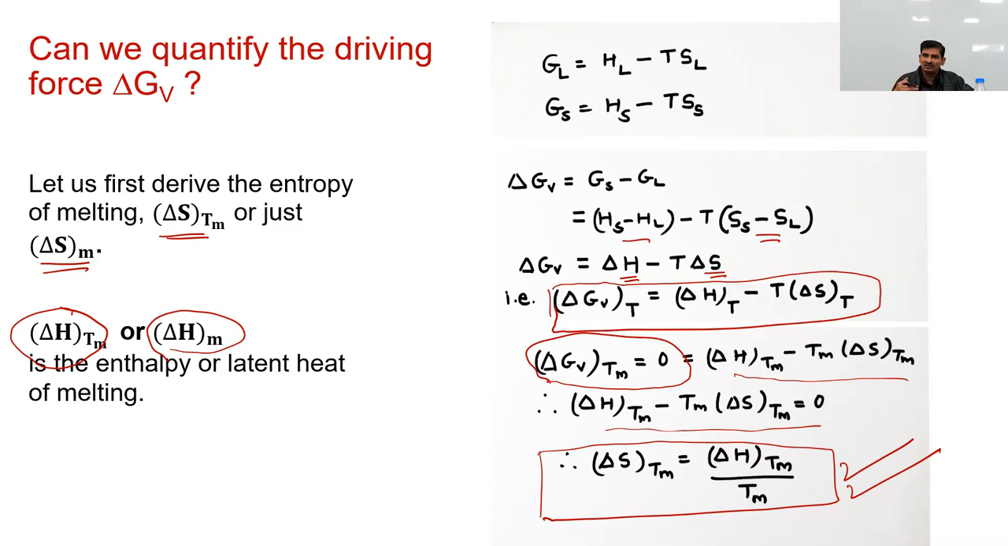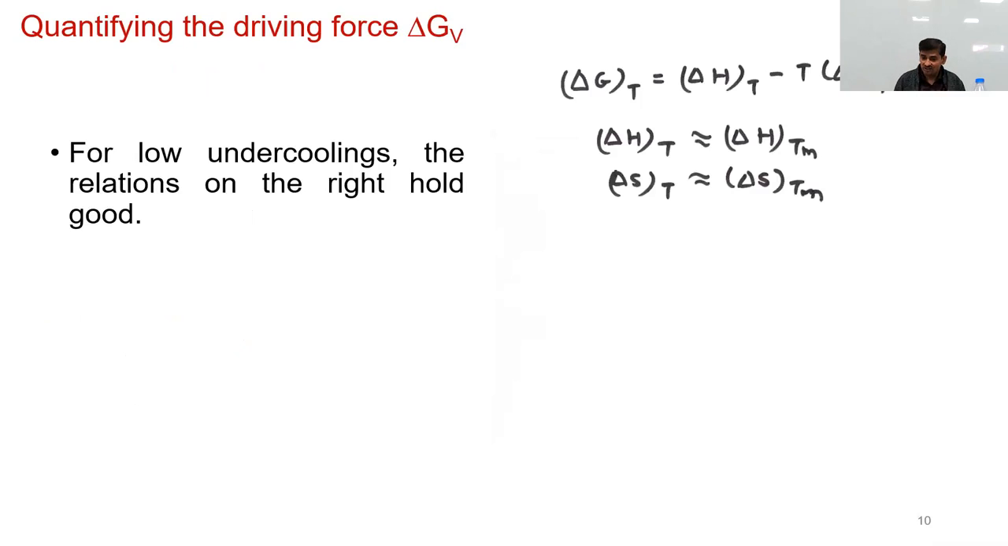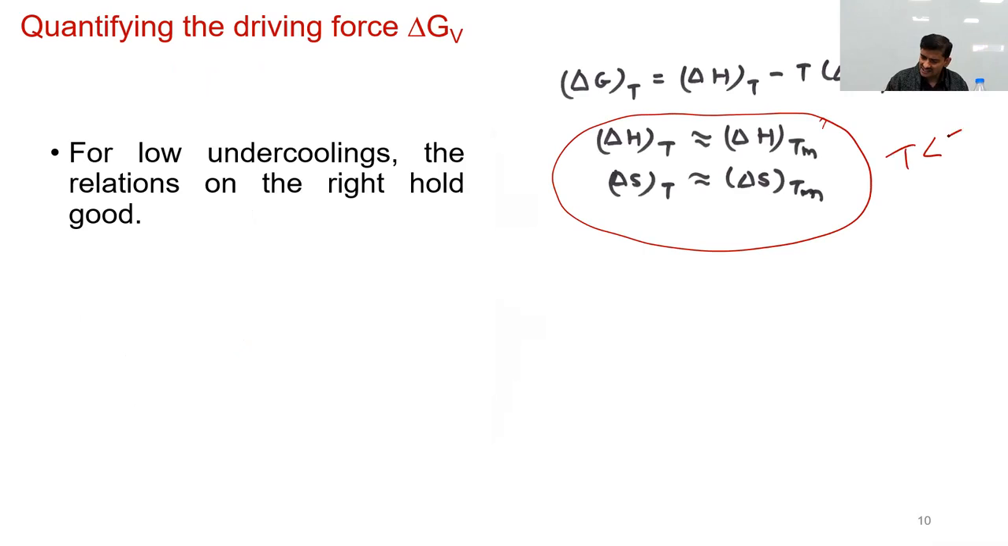Now we'll try to apply it to get a more useful relation for the driving force. Let us now quantify this driving force delta GV further. For low undercoolings, we can make a simple assumption as shown in the figures on the right. Even if we are below the melting point, slightly below Tm, we make a reasonable assumption that the enthalpy change on going from liquid to solid at some temperature T, which is slightly less than Tm, is not very different from the enthalpy of melting, delta H Tm.